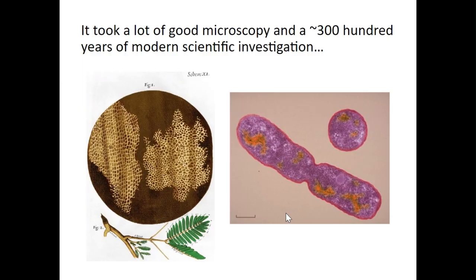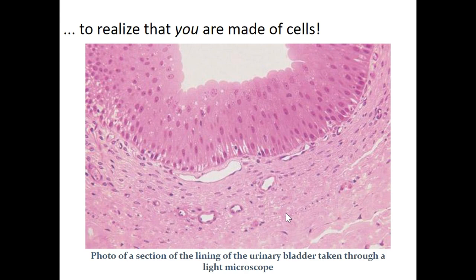All right, so it took a lot of work to even figure out that cells were a thing. It took about 300 years of scientific investigation once microscopes started to be developed to have this realization that we are all made of cells and that each cell has very similar characteristics to cells next to them. Here's a great photograph of two different cell types, the cells lining your bladder and then the cells right under that. And you can see that many of the cells lining your bladder are very similar. They're columnar cells, very similar to each other.